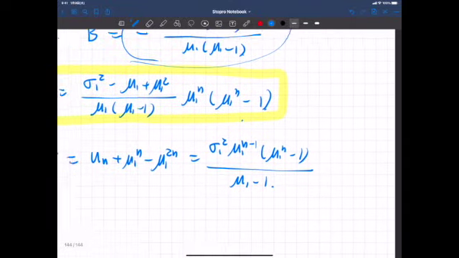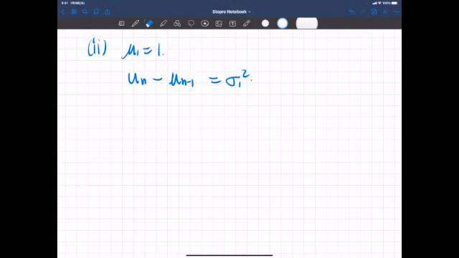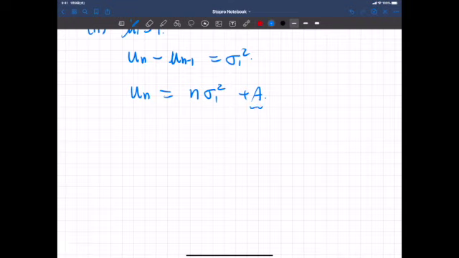Okay, next we consider the case where mu 1 is equal to 1. So mu 1 is equal to 1. In this case, the original recurrence equation, difference equation becomes this. u n minus u n minus 1 is equal to sigma 1 squared. But this is just an arithmetic progression. So it's easy to find the general solution for this. That is n times sigma 1 squared plus some constant. And this constant can be determined from n equal to 1. So u 1 should be sigma 1 squared.